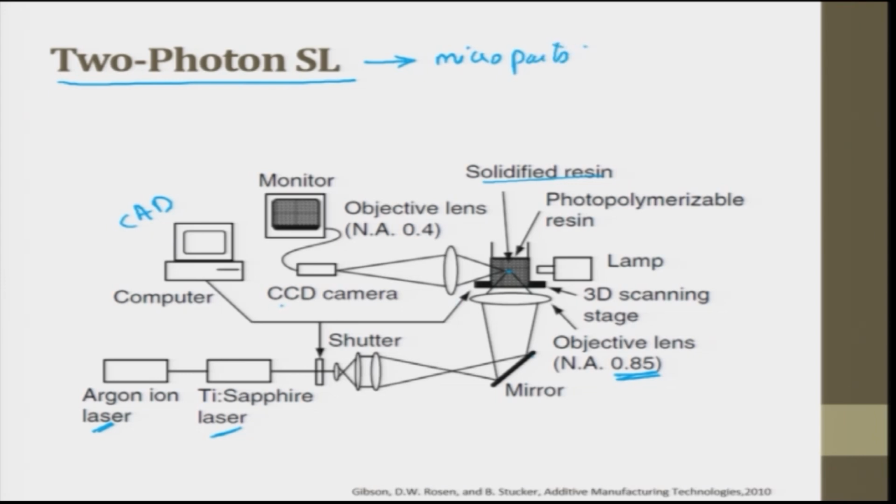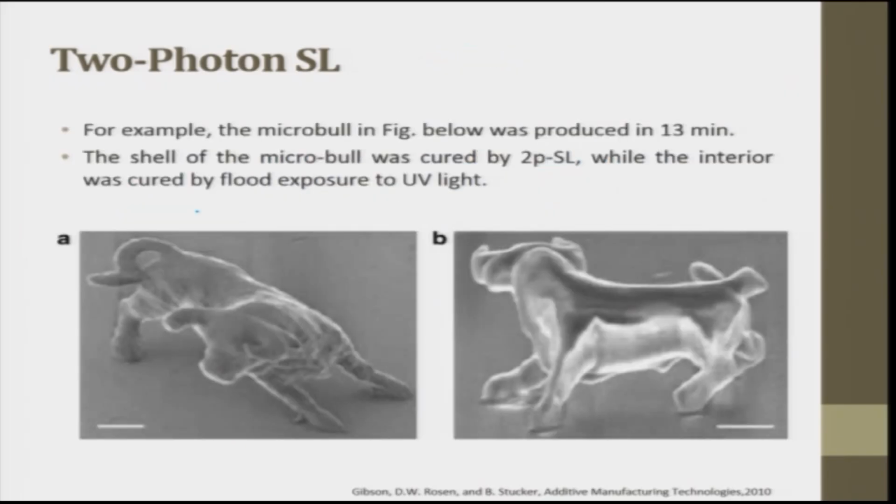So the CCD camera is only for visualizing what is happening. We use an objective lens here of 0.4, but the objective lens from the mirror which goes towards the photopolymerizable resin is going to have a numerical aperture of 0.85. These are a few examples which are done using 2-photon stereolithography.